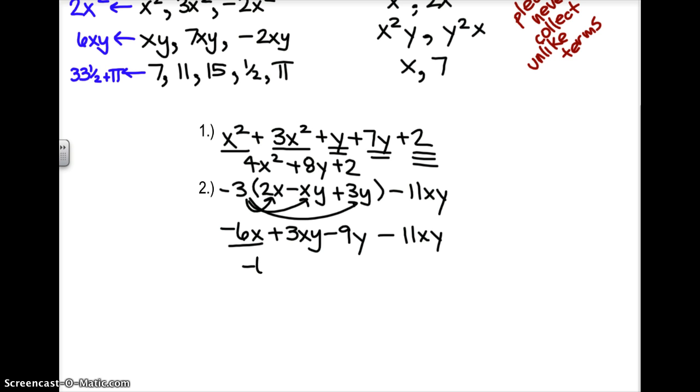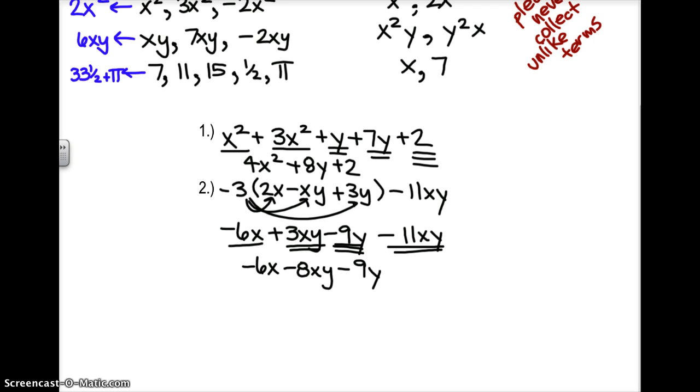-6x is not like terms with anything. 3xy is like terms with minus 11xy. Minus 8xy. Minus 9y, not special. Or maybe it is special, I don't know. But it doesn't have any like terms. Okay, so our final answer looks like that. Lots of negatives in that one. That's kind of a letdown. Okay, but lots of negatives, not necessarily a bad thing.